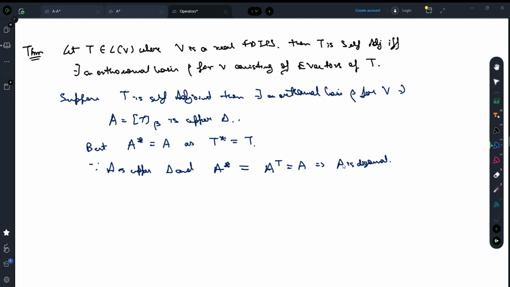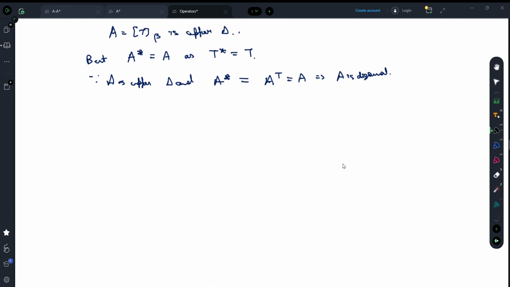Because if there exists an orthonormal basis for V which consists of eigenvectors, then the matrix of T with respect to that orthonormal basis is already diagonal. If it's diagonal, then the transpose of A will equal A, or in other words, the adjoint of A will equal A, right? A star will equal A. But if A star equals A, then T star will also equal T. So that's the trivial case.